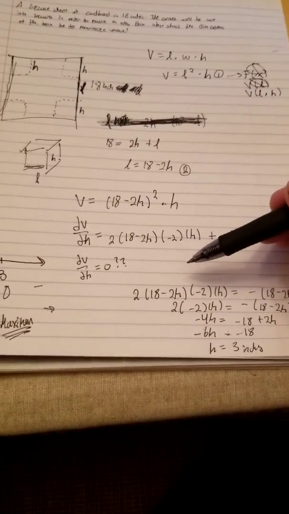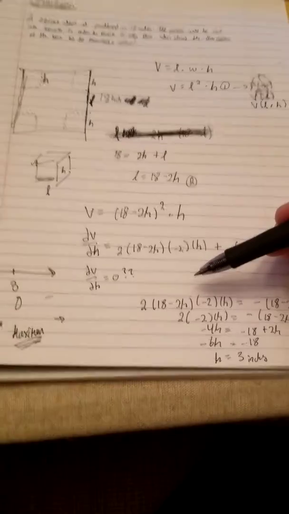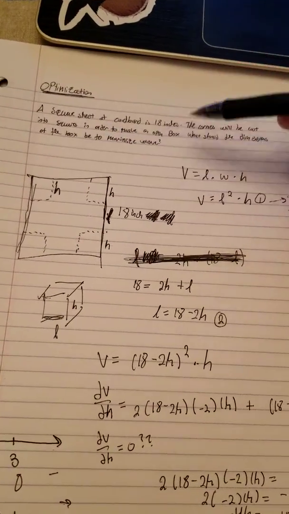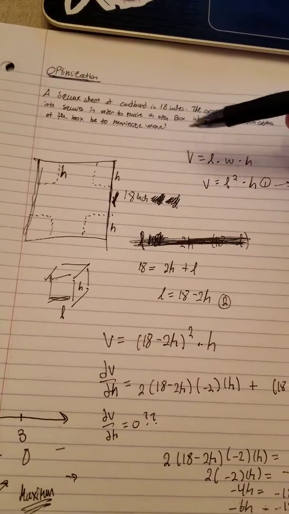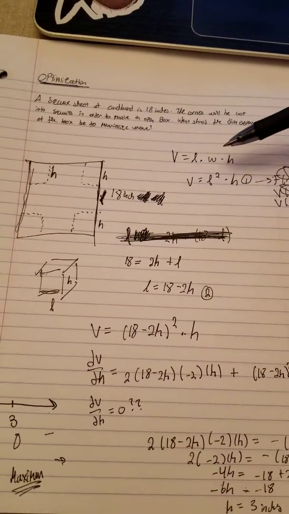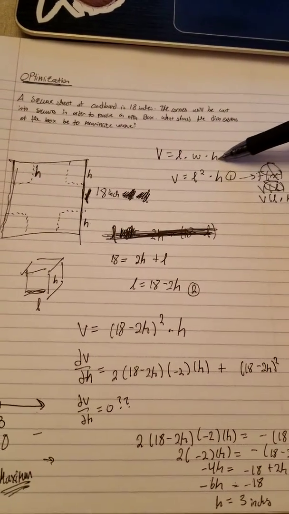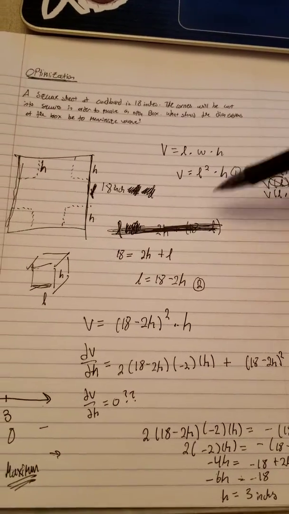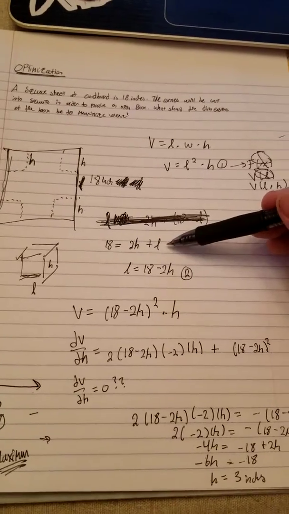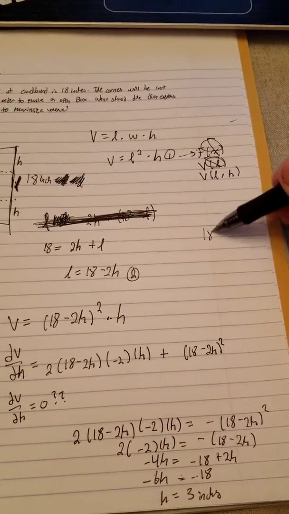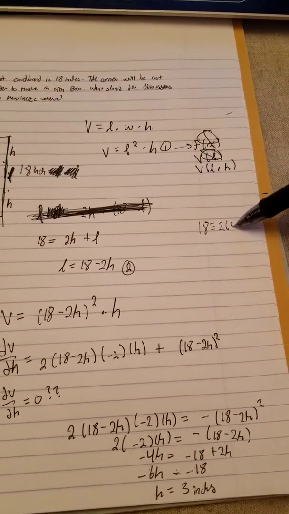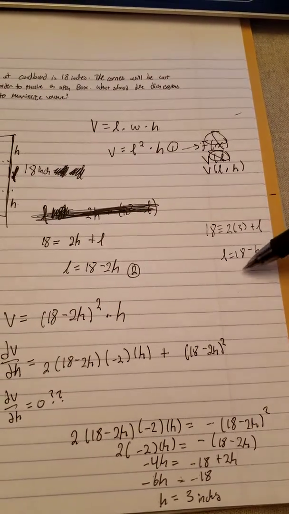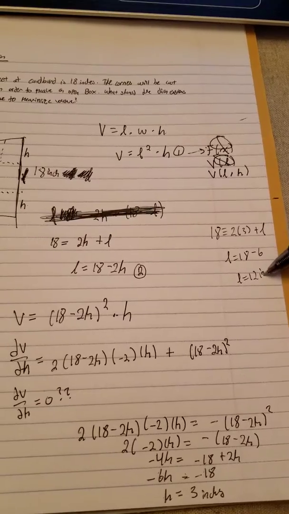If you ever get stuck, a helpful tip is go back to the beginning of the problem and reread what they're telling you. Or, you know what? Just go back to your equations. Does that equation help you solve for length from height? No, it doesn't. Does that? No. Does that? Yes. Because now we know that 18 is equal to 2 times 3 plus L. So L is equal to 18 minus 6. L is equal to 12 inches.